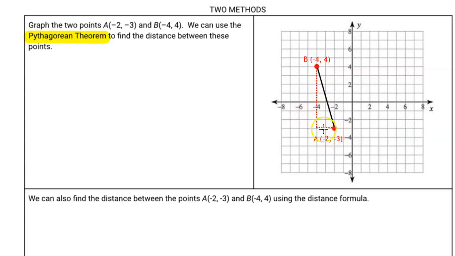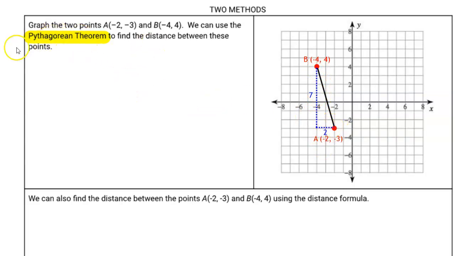And once I connect those 2 pieces to form that right triangle, I can identify how long or how many units the leg here is and how many units the leg here is in order to figure out what to plug into or substitute into my Pythagorean theorem. So I'm able to count 7 units up and down and 2 units horizontally.